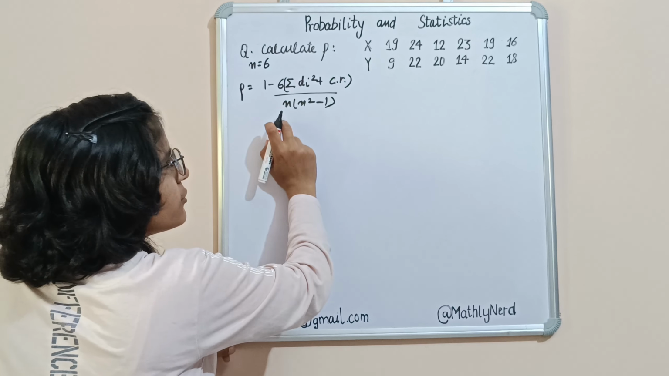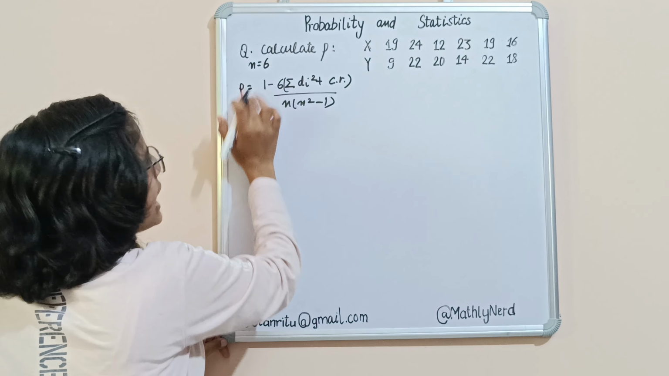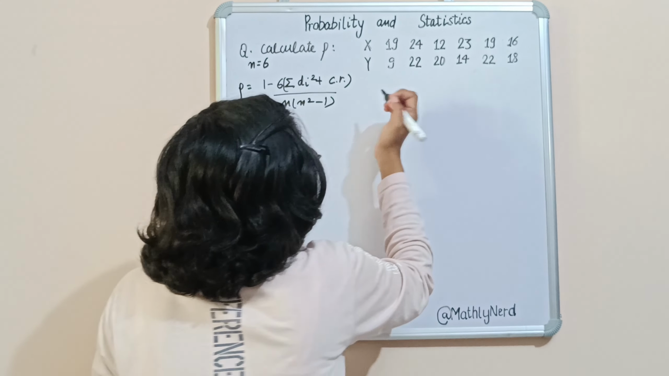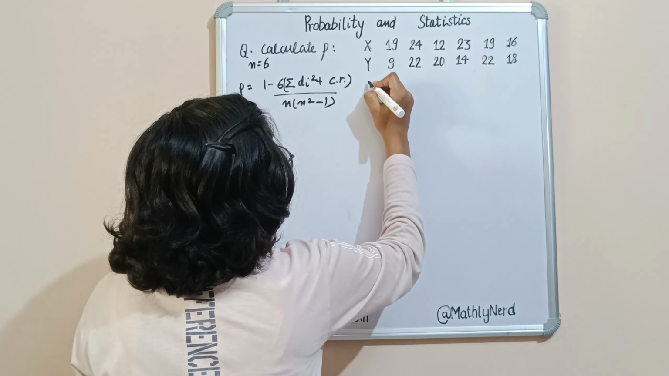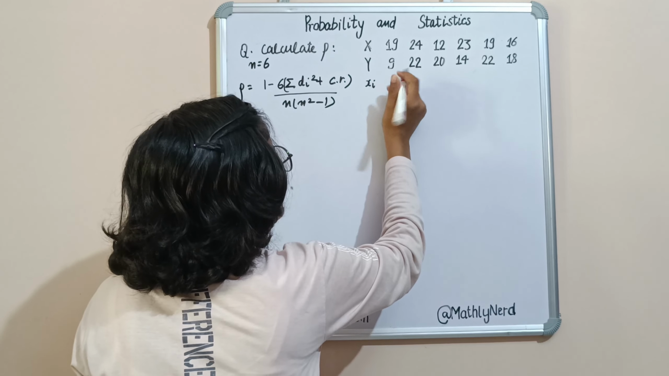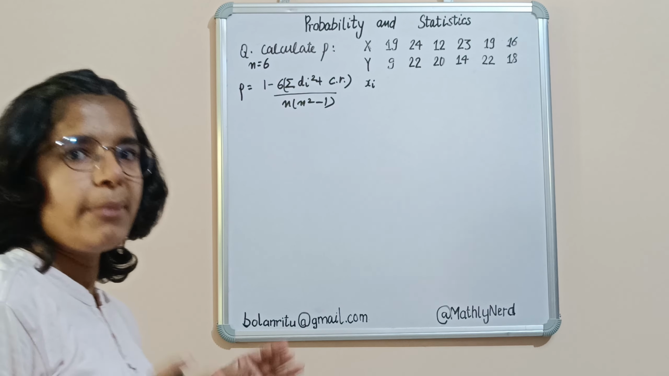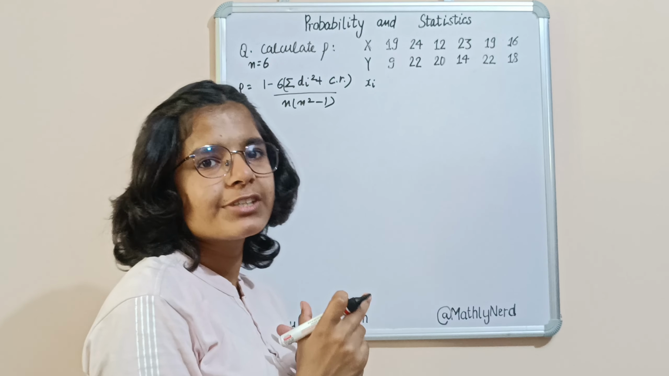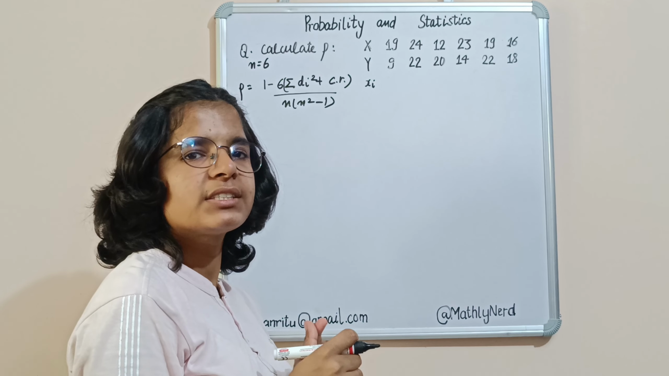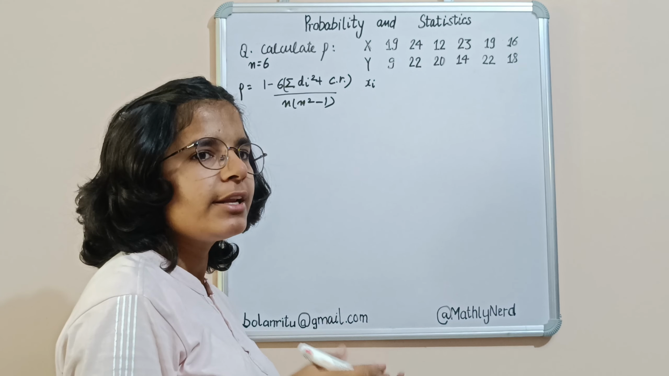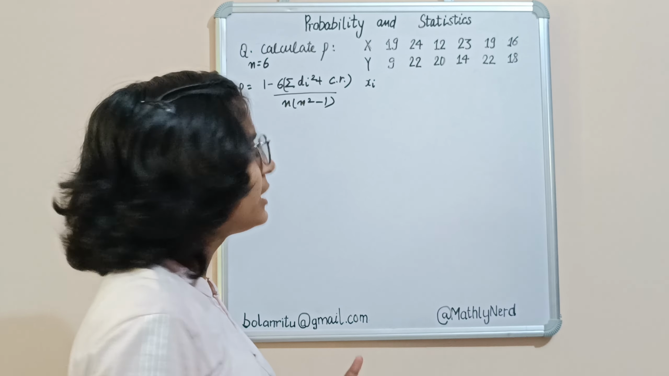We need the value of summation di square and the correction ratio. We already have the value of n. Now we will assign ranks to this data, xi. We can decide the ranks by two methods: we can give the first rank to the minimum number, or we can give the first rank to the maximum number. We will assign the first rank to the minimum number.